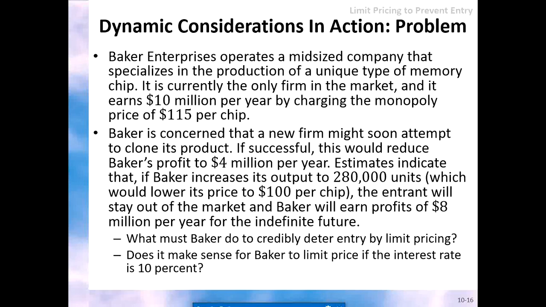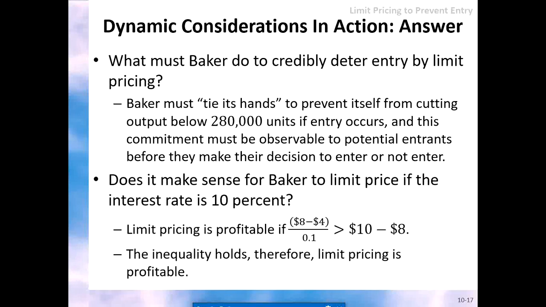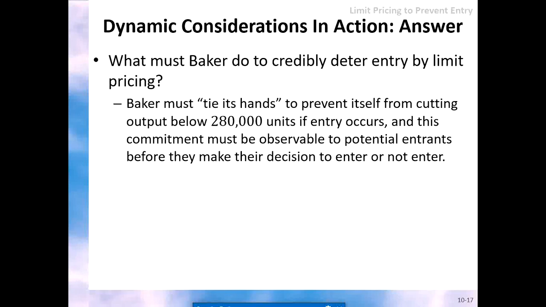So the question: what must Baker do to credibly deter entry by limit pricing? And does it make sense for Baker to limit price if the interest rate is 10%? To answer this, Baker must tie its hands to prevent itself from cutting output below 280,000 units if entry occurs. And this commitment must be observable to potential entrants before they make the decision to enter or not.